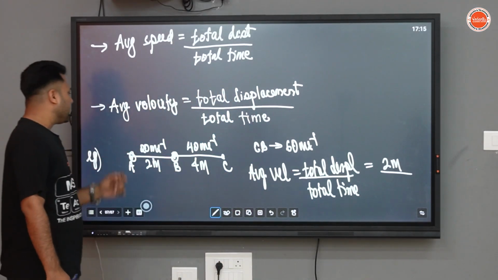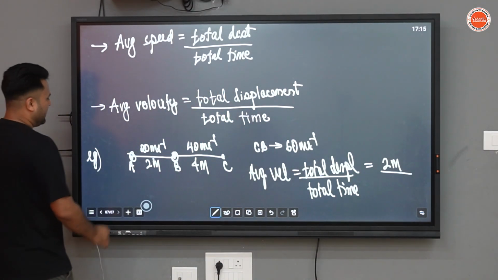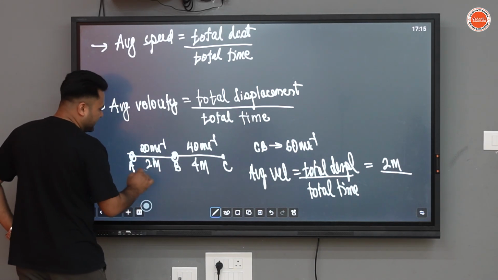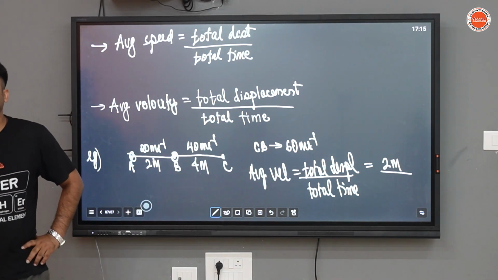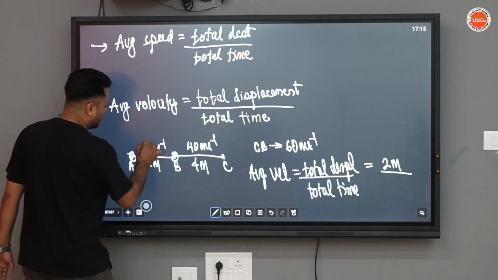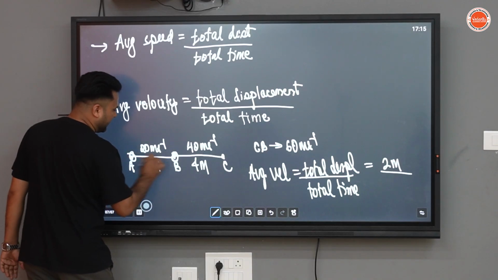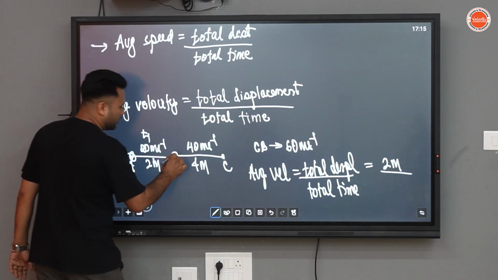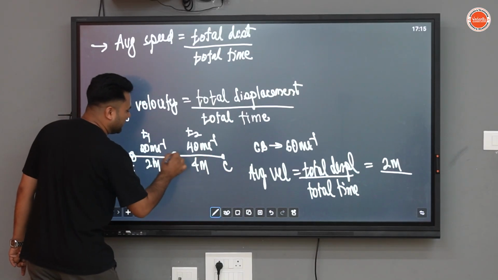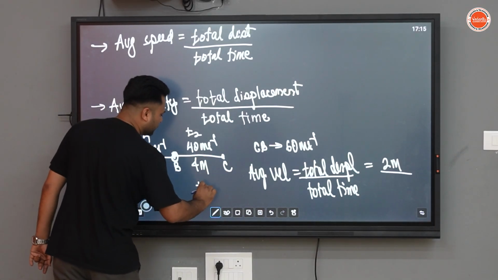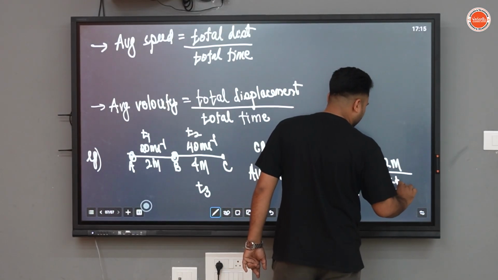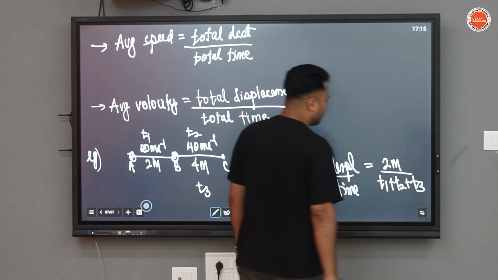Now time you have to calculate. See, A to B, speed is given, distance is given. So time you can calculate, time equals distance by speed. See, suppose in order to go from A to B it takes T1 time. In order to go from B to C it takes T2 time. Again in order to come from C to B it takes T3 time. So total time will be what? T1 plus T2 plus T3.